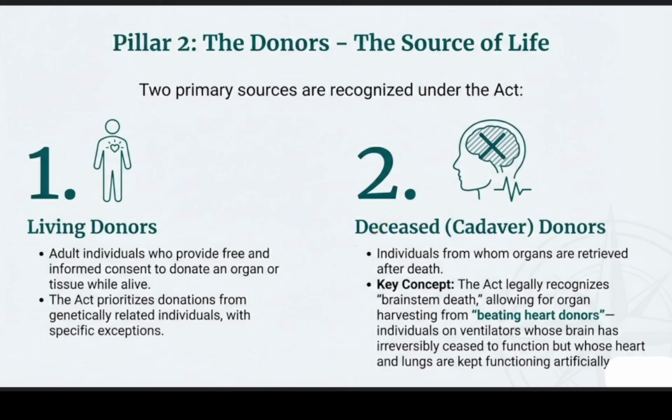The act legally recognizes brain stem death, allowing for organ harvesting from non-beating heart donors. That means before the living people. Fine. Individuals on ventilators whose brain has irreversibly ceased to function, but whose heart and lungs are kept functioning artificially. So brain stem death, that is the important one. They are the ones which can be taken. So with the consent and authorization, very much important.